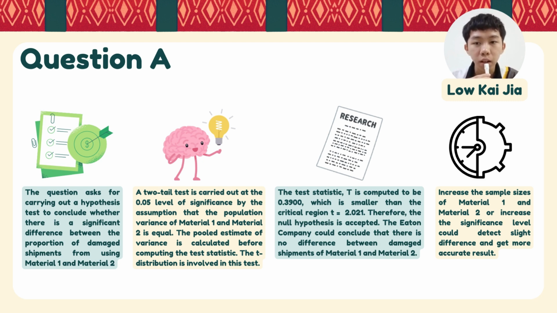In question A, a hypothesis test is computed to find out whether the difference between the damaged shipments of material 1 and material 2 is equal to 0 or not. The conclusion is there is no difference between the damaged shipments and the null hypothesis is accepted. To improve the accuracy and consistency of the information collected, the sales manager could increase the significance level or increase the sample sizes of material 1 and material 2, so the slight difference between them could be detected.